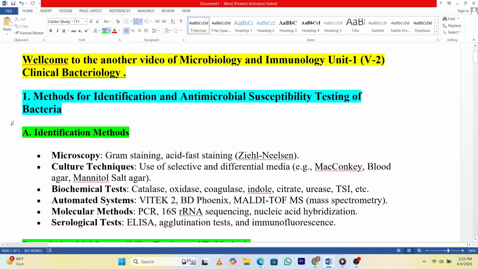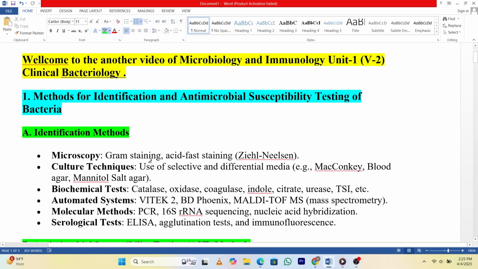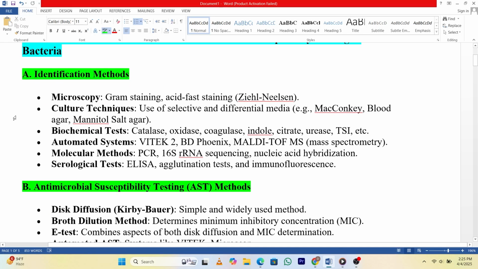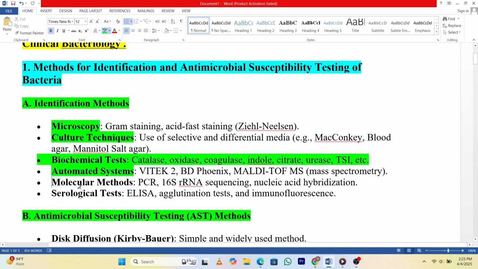1. Methods for identification and antimicrobial susceptibility testing of bacteria. A. Identification methods. Microscopy: Gram staining, acid-fast staining, Ziehl-Neelsen. Culture techniques: use of selective and differential media, e.g., MacConkey, blood agar, mannitol salt agar. Biochemical tests: catalase, oxidase, coagulase, indole, citrate, urease, TSI, etc.